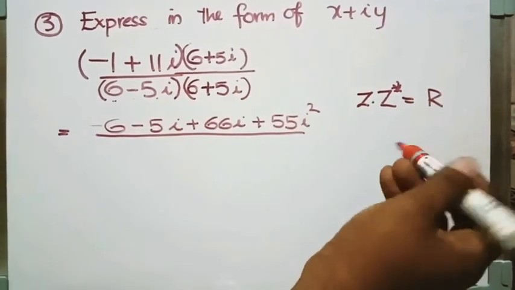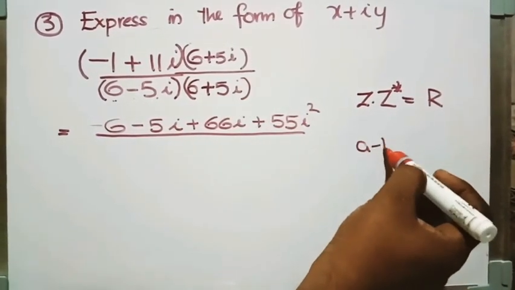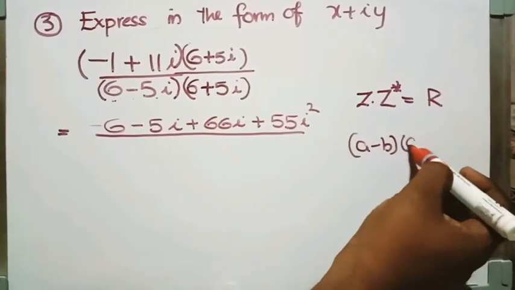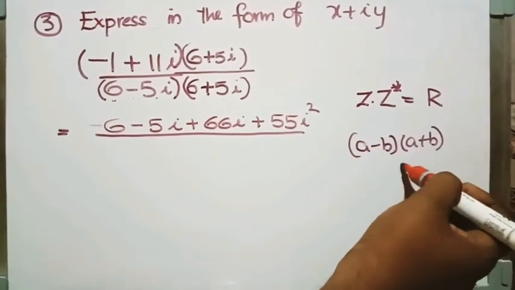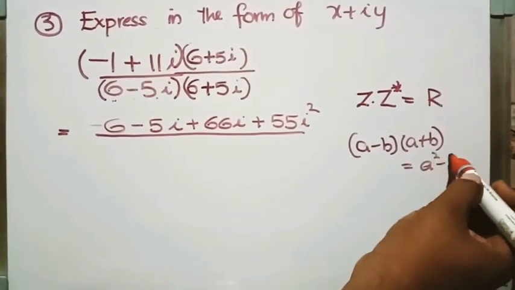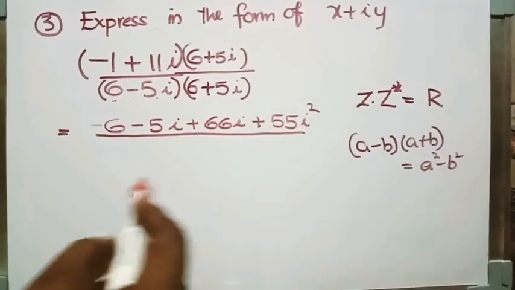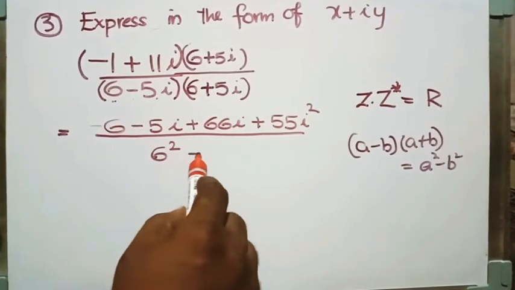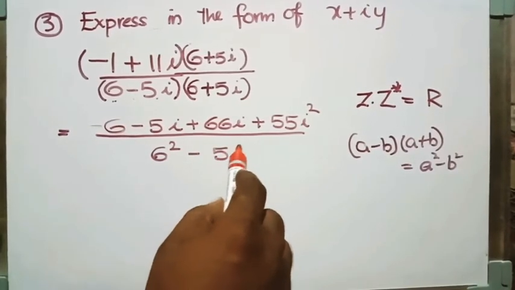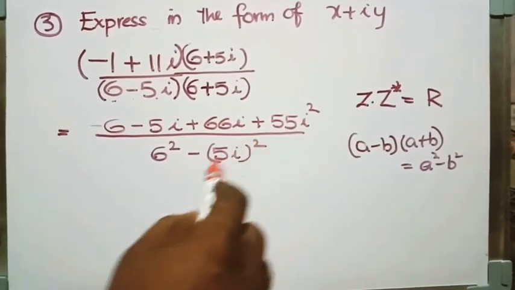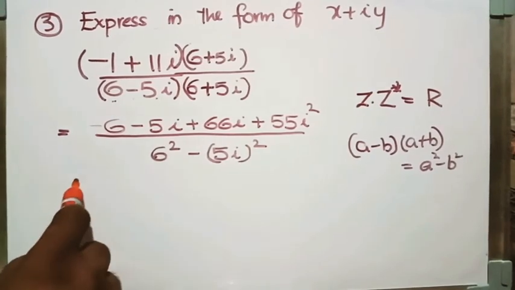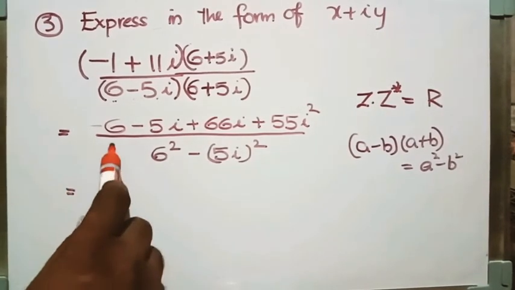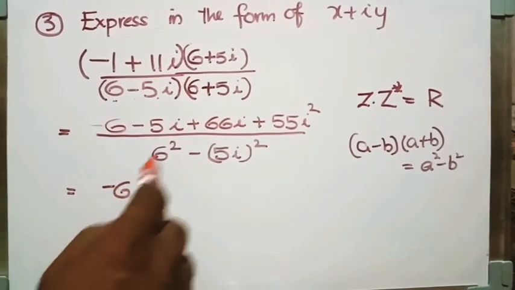it looks like (a minus b) into (a plus b). Always the denominator will be of that form, (a minus b) into (a plus b), which is a squared minus b squared. So it looks like 6 squared minus (5i) squared, which gives us the numerator as minus 6.